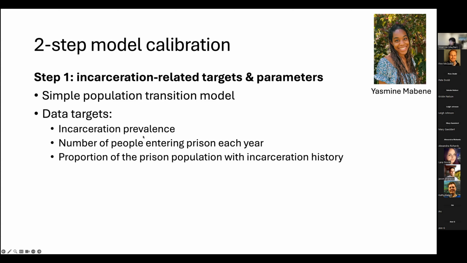So for our calibration targets for this transition model, we use the prevalence of incarceration, which is basically the proportion of the population that's in prison at any given point in time. We also had data for all countries from varying years on the number of people entering prison each year. And this gave us a sense of not only the stock, but also the flow and the rate of population turnover for the prison population. And then in addition to that, one additional dynamic that we accounted for was, as I mentioned, reincarceration versus first-time incarceration. And for that, we had data on the proportion of the prison population that had a prior incarceration history.